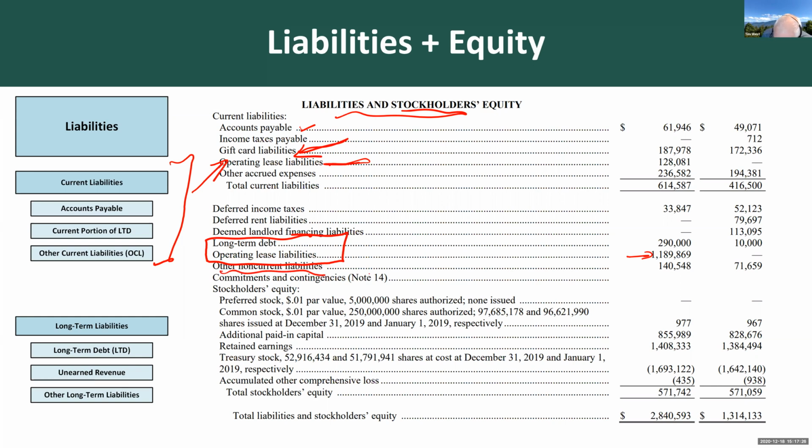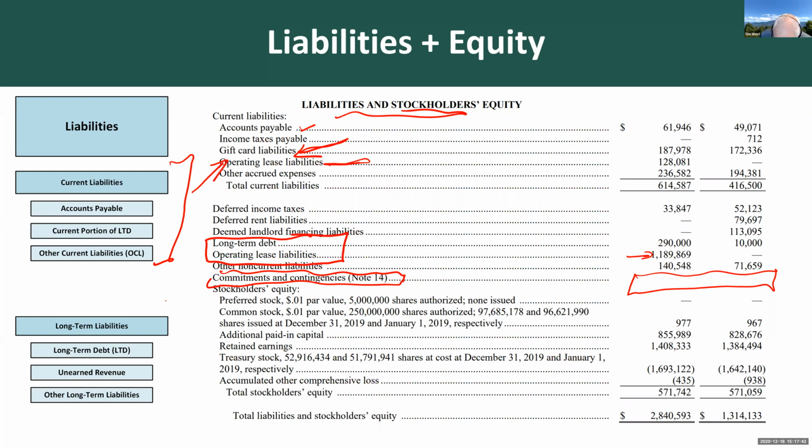This one is always unique because it's commitments and contingencies. It always has a blank here. It's all about lawsuits. You know, why is the company being sued? What kind of potential contingent losses do they have?